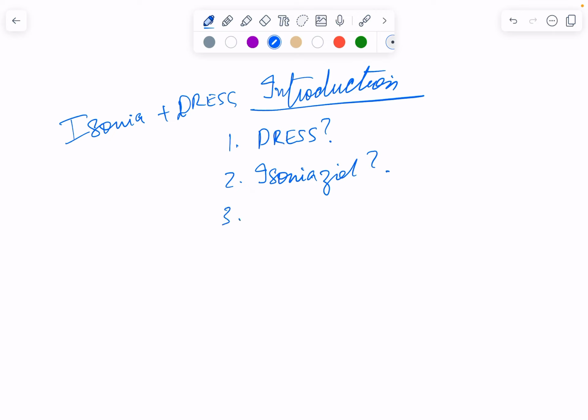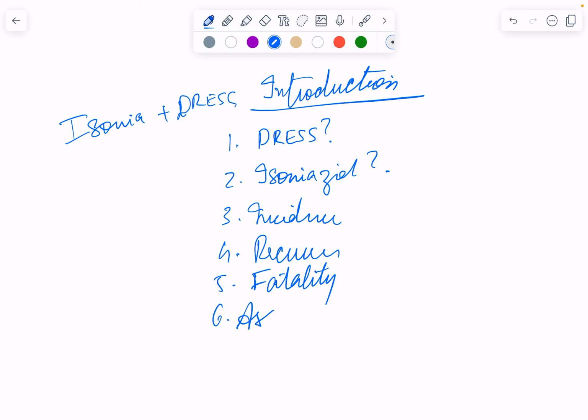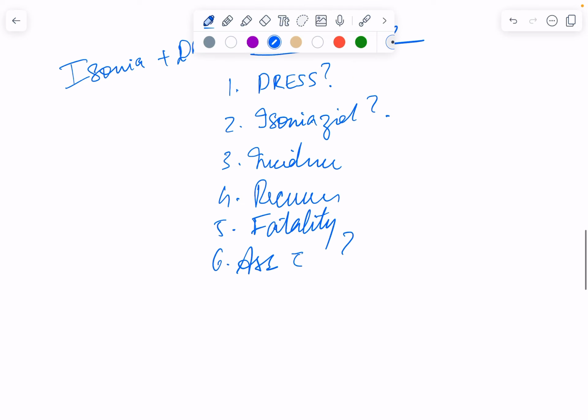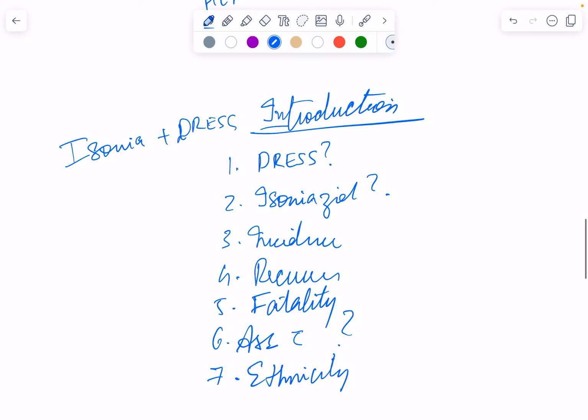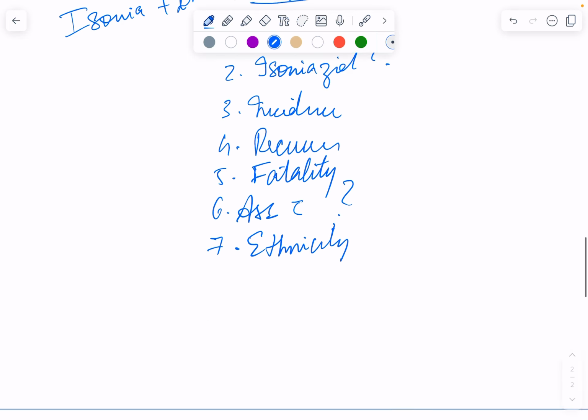What is the incidence per year? What is the recurrence? What is the fatality rate? Is it associated with something else? Is it particular to any ethnicity? So you can go ahead with so many topics in the introduction regarding the correlation between these two.